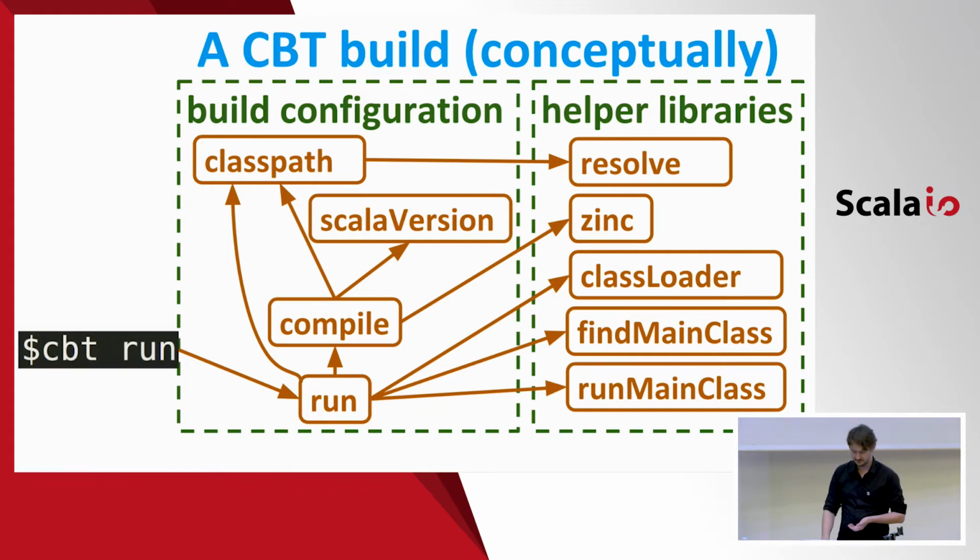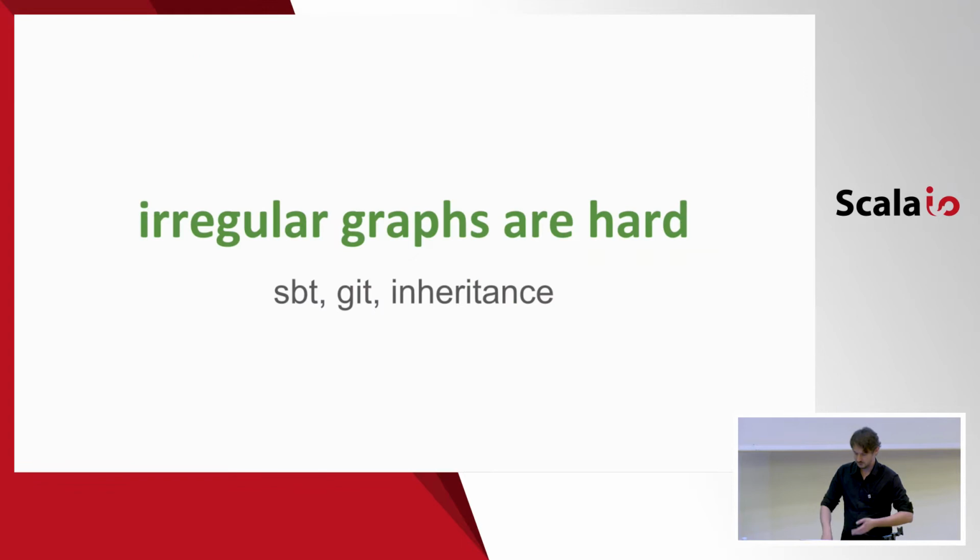Okay, but this graph is irregular, right? It's a directed graph, but it's not a binary tree or something. There's no repetition in that structure. Run calls compile, compile calls the class path, and it's a pretty complicated graph after a while. And working with graphs like this is hard because we can't understand one concept and understand the entire graph. We have to keep the relationships between the individual pieces in our mind. And this is one aspect that also makes SBT and other build tools complicated. It also makes things like Git more complicated to learn because you have to remember the Git commit graph. And inheritance, similarly, you have to reason about a graph.